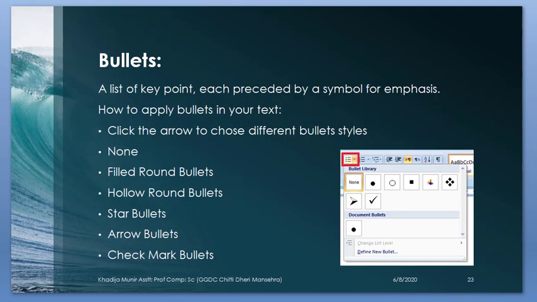Bullets. A bullet is a key point, each preceded by a symbol for emphasis. Look at the picture. Here you see there are many types of bullets available. You can select any bullet style which you want to insert in your document. How do you apply a bullet to your text? Click on the pop-up arrow here and then click on none. There are many options: none, filled rounded bullet, hollow rounded bullet, star bullet, arrow bullet, check mark bullet, and you can select any one of them which you want to insert.